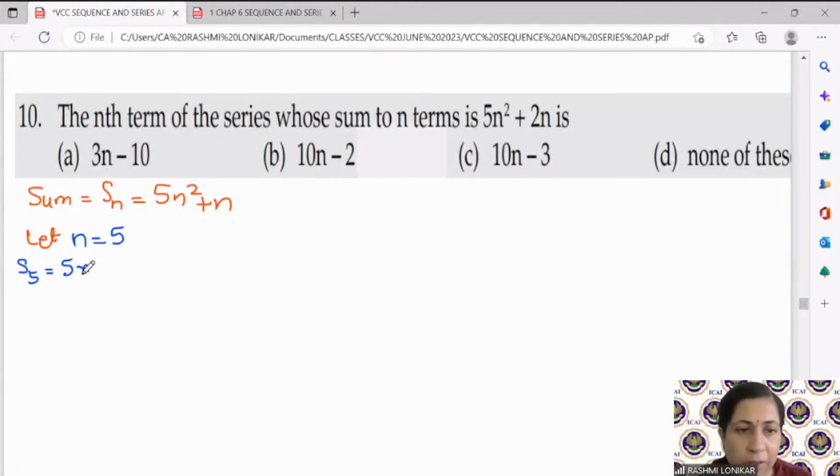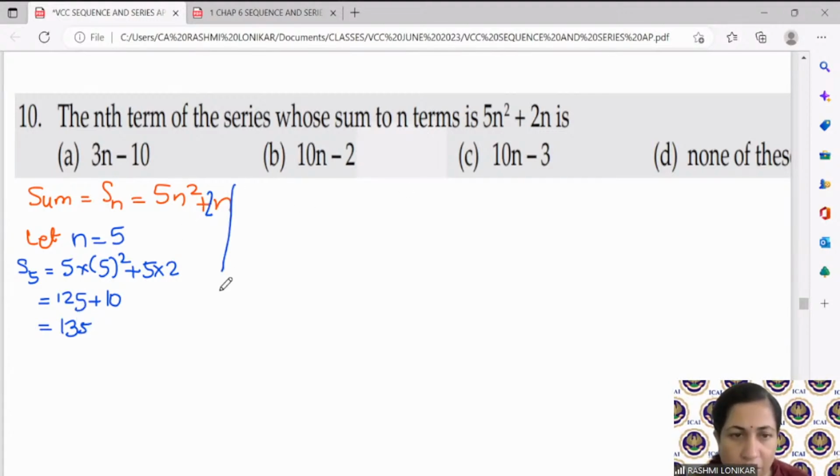It will be 5 into 5 square plus 5. 5 square is 25. 25 into 5 is 125. 125 into 2n, so into 2 is 10. Okay. So this is 135. So when I take n is equal to 5, S5 is 135. Okay. Now let me take the first option. Tn is given by 3n minus 10.